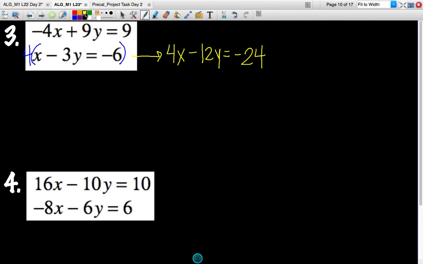And now we can carry over our top equation. Negative 4x plus 9y equals 9. So now you may be able to see why I multiplied the bottom by 4, because negative 4x plus 4x is going to cancel. 9y minus 12y is negative 3y.